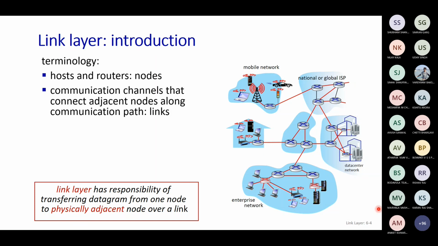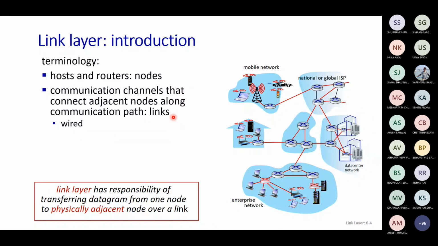Now, different communication channels that connect adjacent nodes along the communication path are called links, and how these links are going to be accessed by different nodes is what is known as how to access the channel. When we have multiple nodes trying to access the same link, which is a broadcast channel, in that case we have the issue of multiple access.